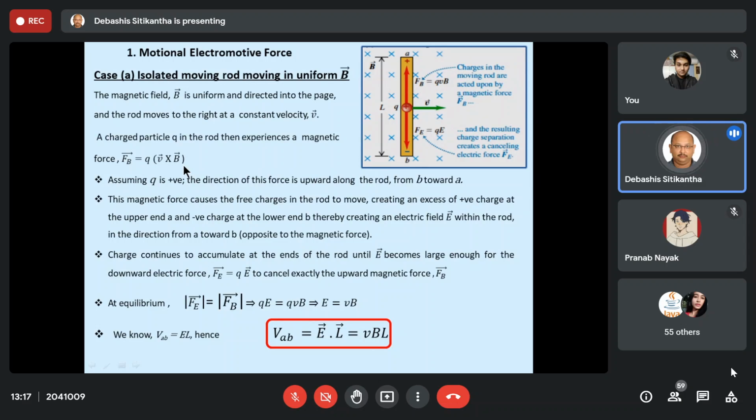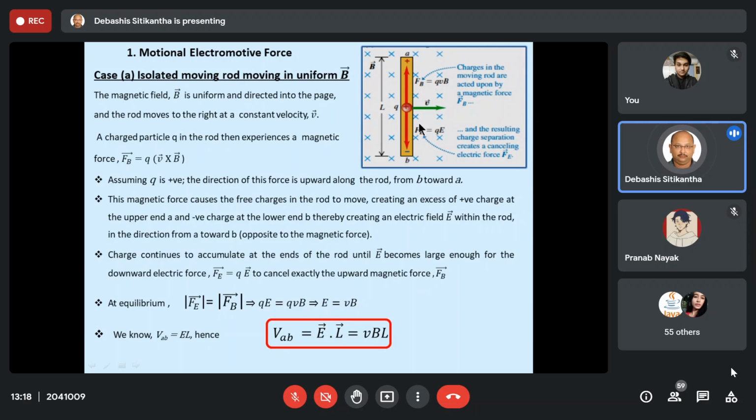Then we are seeing that your thumb is pointing upwards. That means the magnetic force on this charge Q is going to act upwards. So naturally, what will happen? This positive charge will try to move towards the end A. Similarly, over here we will have a negative charge, and that negative charge will move towards the end B.